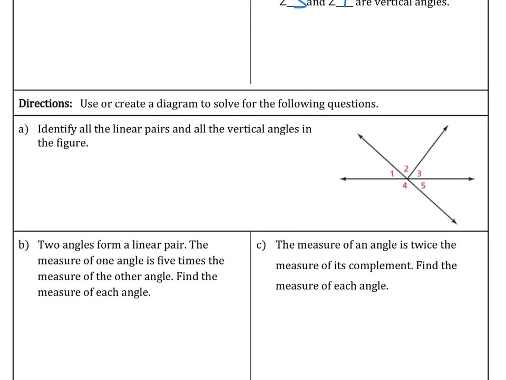So if we want to identify some linear pairs, pairs that make a straight line, well, there's like 1 and 4. Okay, so angle 1 and angle 4. Are there others? Well, there's also 4 and 5. That makes a straight line. See, together they make this straight line here. Two of their sides are opposite of each other. So we've got angle 4 and angle 5.